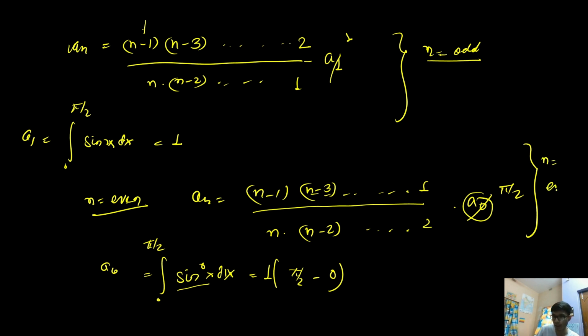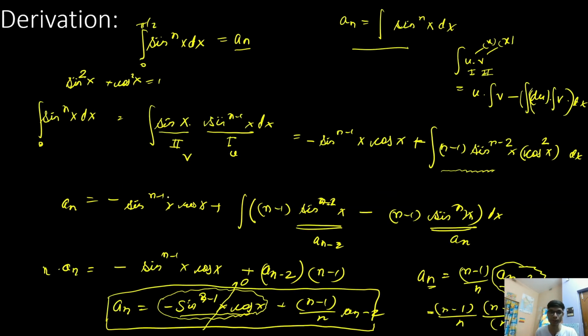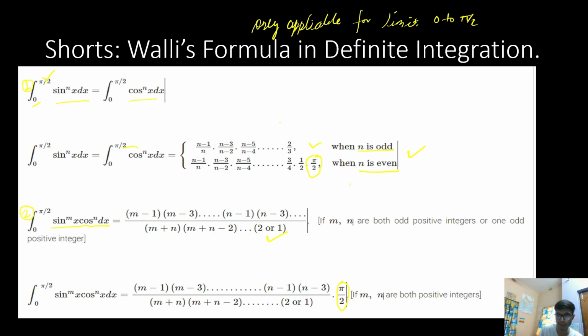So this particular formula comes in very handy when the questions have the limit from 0 to pi by 2, and the integrand is basically sin x or cos x. So this particular formula comes very useful. Okay, so I talked about the derivation of this first part, and I hope the second part will be equally easy to derive for other candidates.